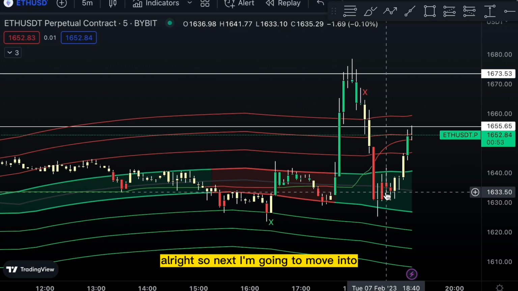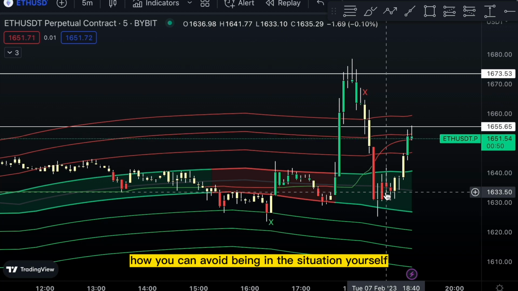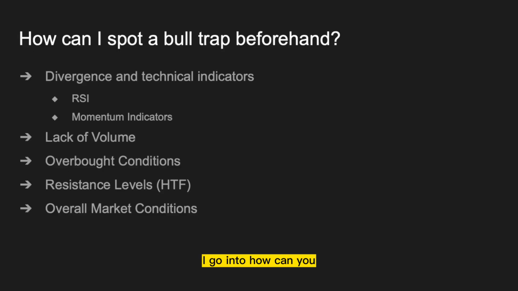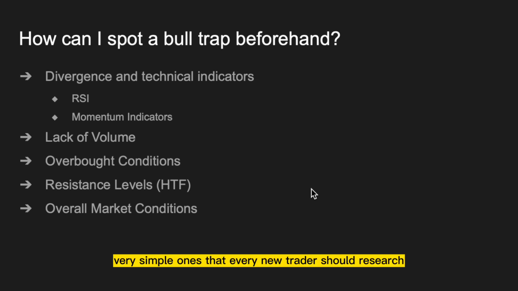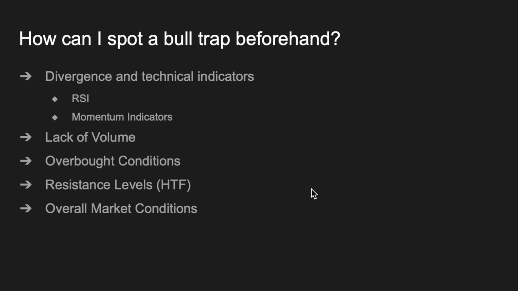All right, so next I'm going to move into how you can avoid being in this situation yourself. How can you as a trader spot the bull trap beforehand? The best way to do this is to find some trusty indicators. As I just showed you in my chart, I rely on the asteroid belt and comet coloring. That one is a premium indicator. Another one that would be great is RSI. It's free, like the Bollinger Bands. Very simple ones that every new trader should research. Those would probably be the number 2 that I would look at: Relative Strength Index, which is RSI, Bollinger Bands, and start learning to look at volume.